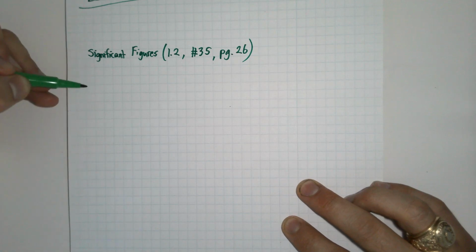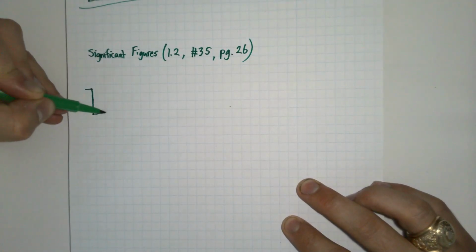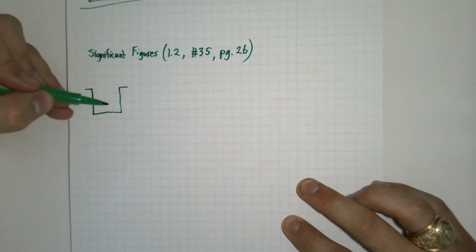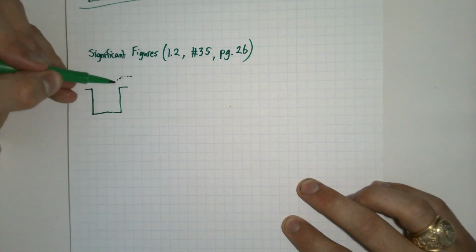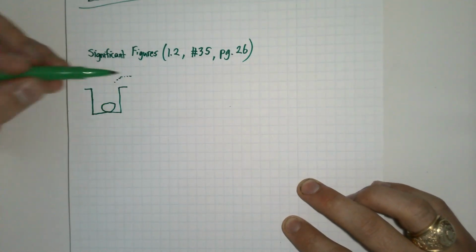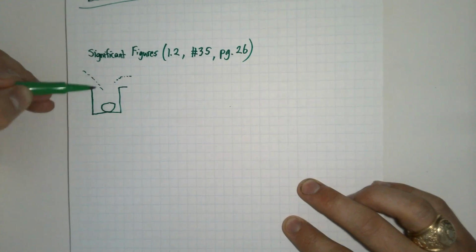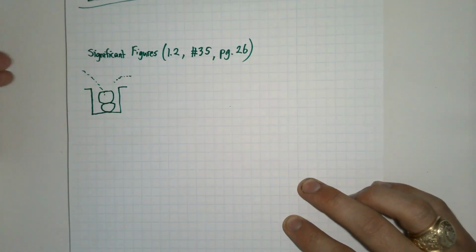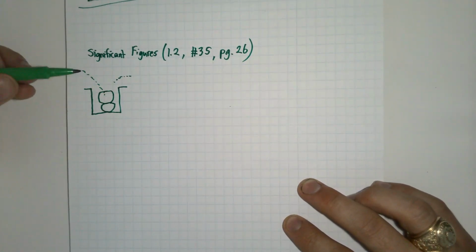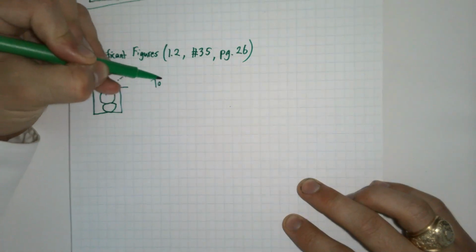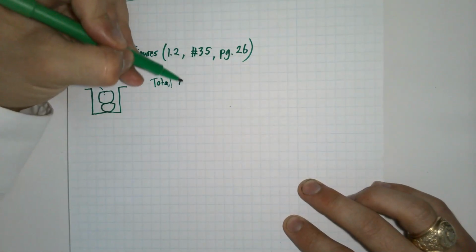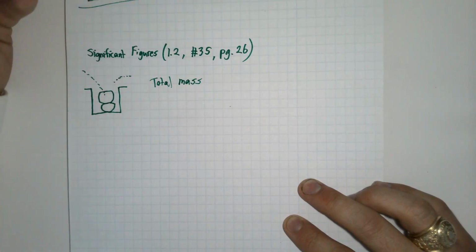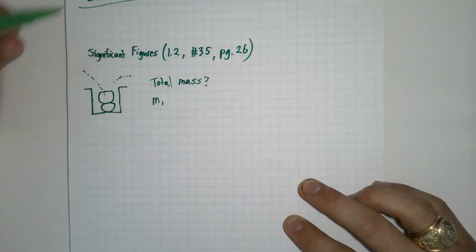So say we have a container here. Here's our container that we'll draw. And first we throw in a rock, and then we throw in another rock. And then we want to know, well, what's the total mass that's in the container? Okay, that's our question.